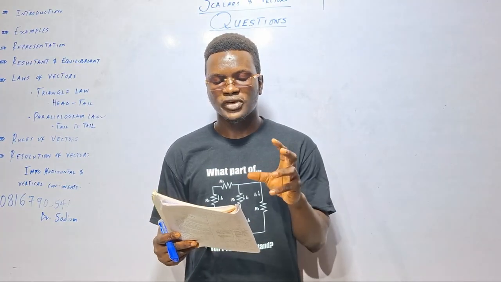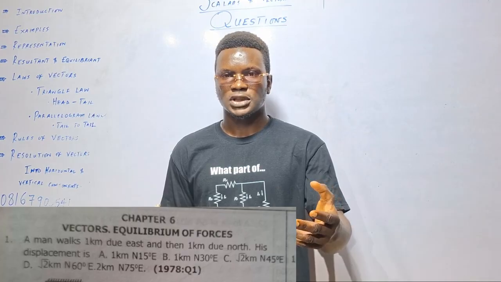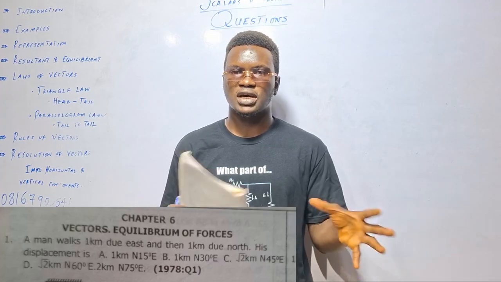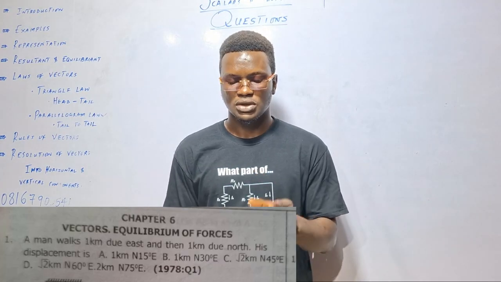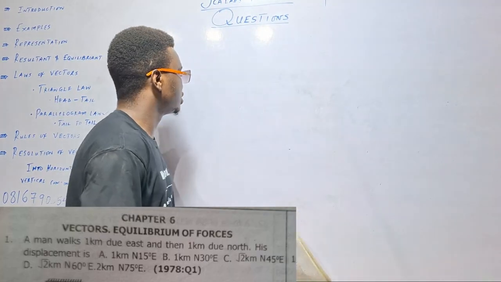questions. So the first one says that a man walks 1 kilometer due east. So you have to follow your cardinal points. I told you the last time that we have the cardinal and the coordinates points. So now this one is saying 1 kilometer due east. So let's start the journey.